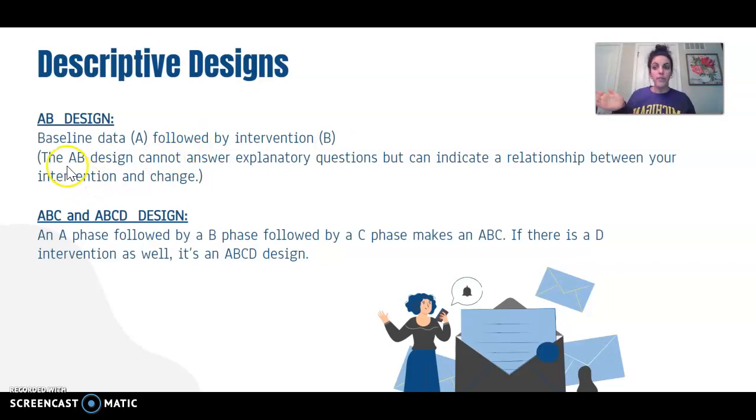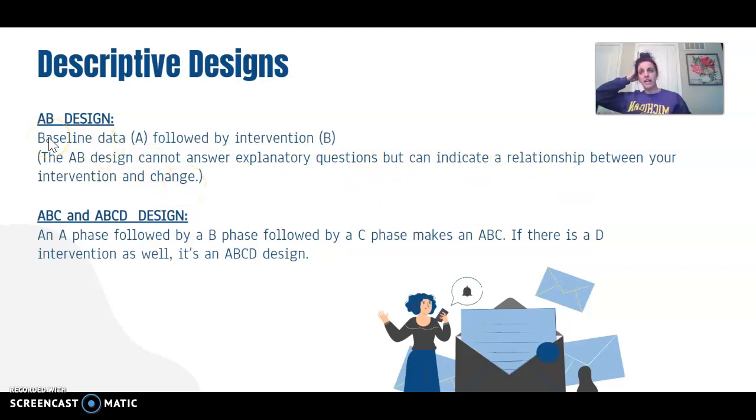It is important to note that the A-B design cannot answer explanatory questions. So you can't say with 100% certainty that there is a correlation between the intervention and the improvement of the symptoms. But it can indicate that there is a strong relationship growing between the intervention and the change.